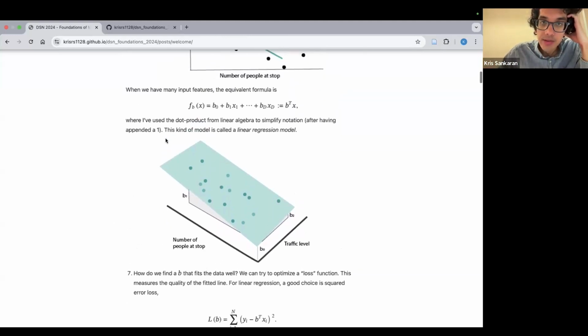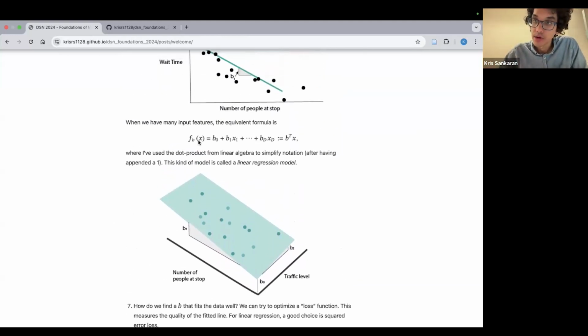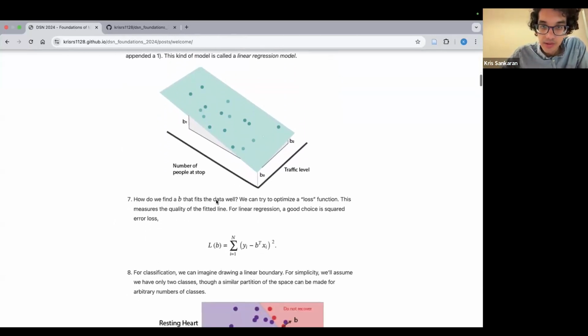Okay. Now, this defines a whole collection of possible surfaces. Every different choice of B gives you a different slope and a different intercept. So how do you choose a good B0, B1 to BD? The usual idea in linear regression is you choose the B that's going to optimize this loss.